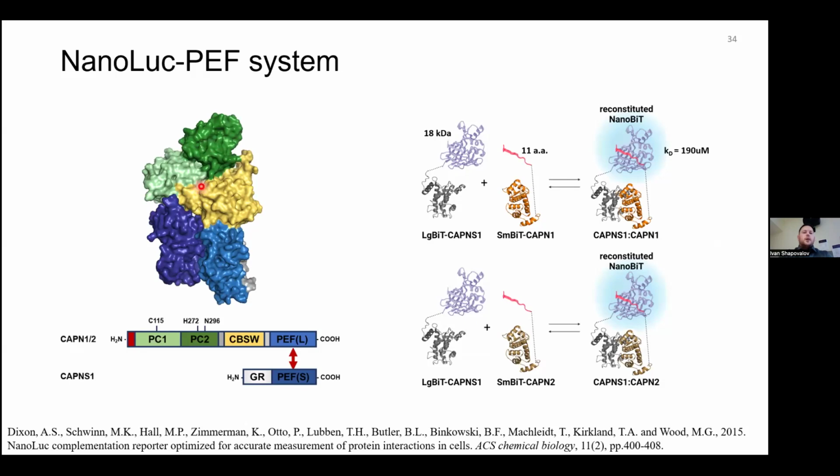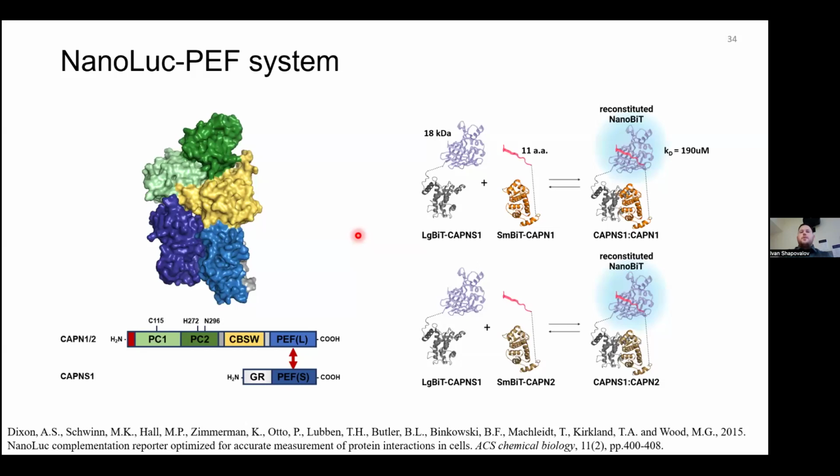However, we do know that binding of the small regulatory subunit to the catalytic subunit is necessary for its activity and for its stability. So we hypothesize that if we can disrupt this interaction between the PEF domains, then perhaps we can kill the activity of the enzyme. We, however, would then need a tool to be able to measure that interaction. And that's how we arrive at the split nanoluciferase system.